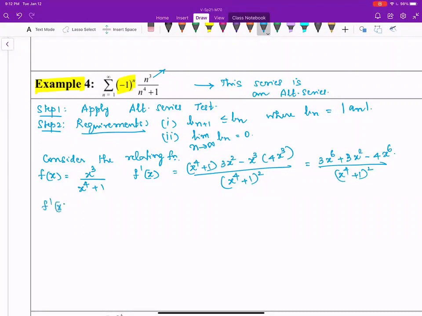So f prime of x: first notice that we get 3x squared. Then we can combine these two, that will give us minus x to the power 6, divided by x to the power 4 plus 1, the whole squared. x squared can be factored out. So it is x squared times 3 minus x to the power 4, divided by x to the power 4 plus 1, the whole squared. The denominator is always positive.